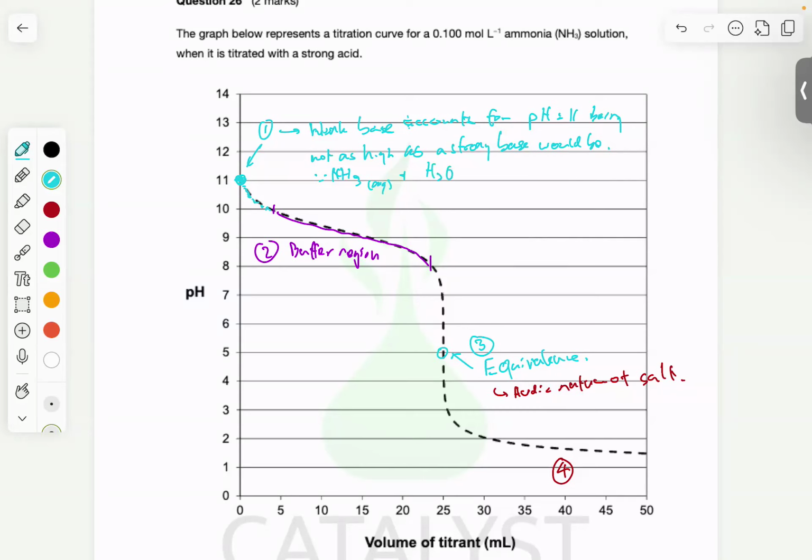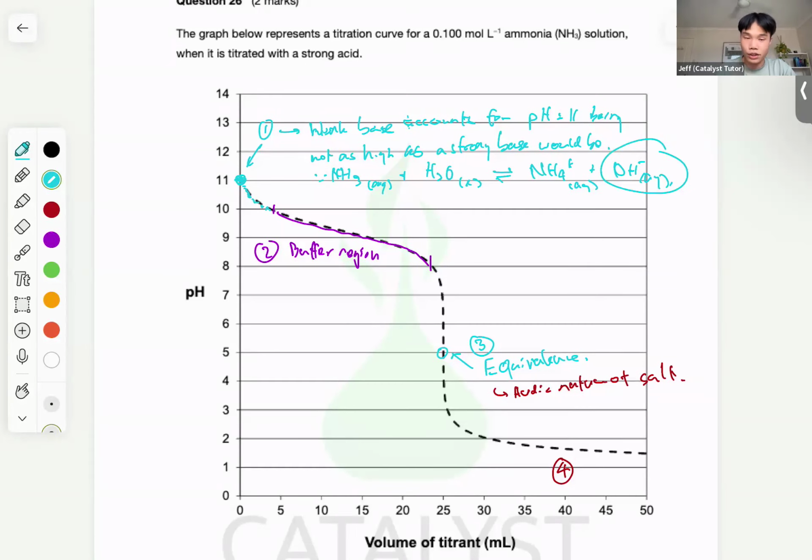Hopping upregulated, to make NH4 plus and OH minus. So you're saying that this will only dissociate partially, which means that your concentration of hydroxide initially isn't very high. And that's why your pH doesn't start very high. So only partial dissociation.